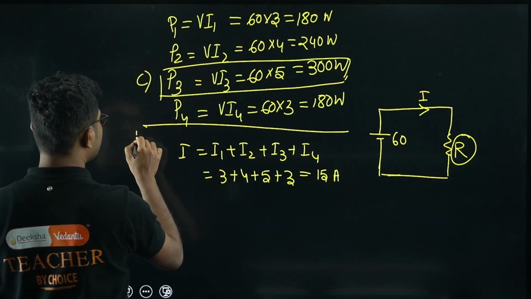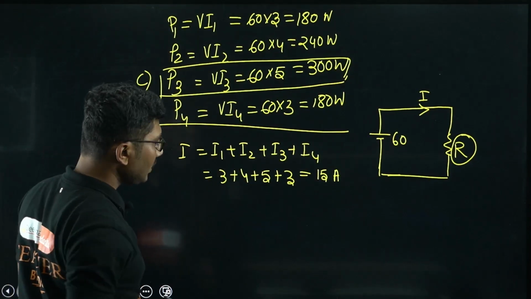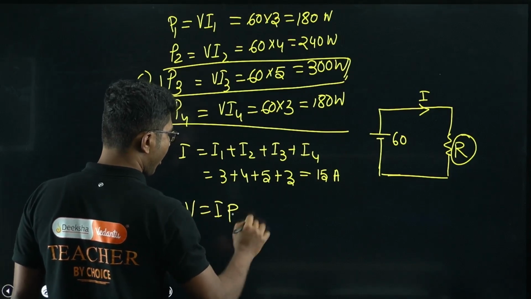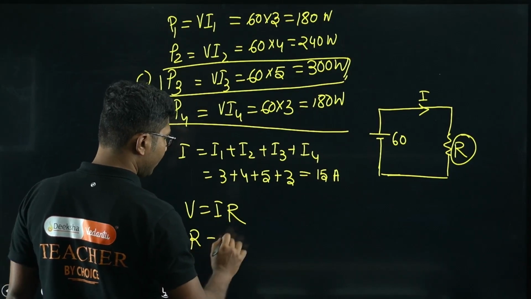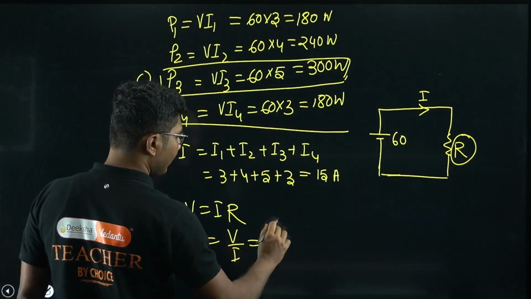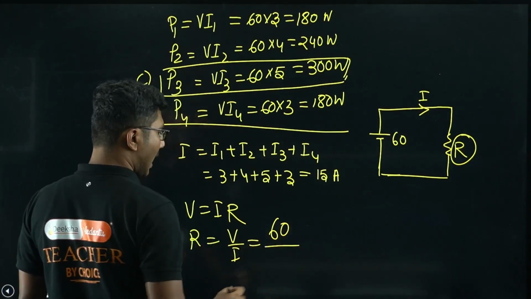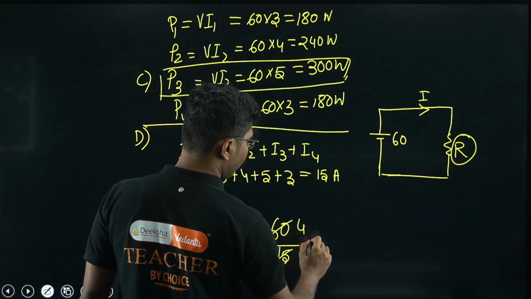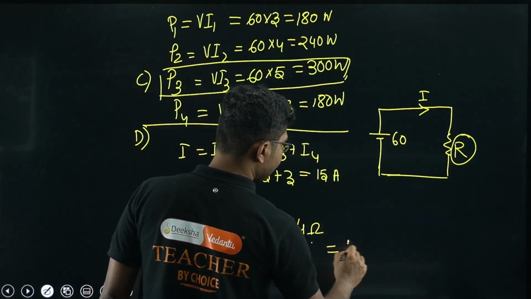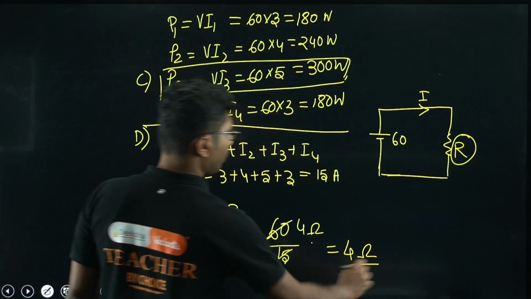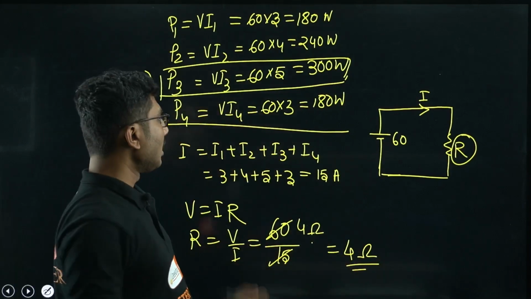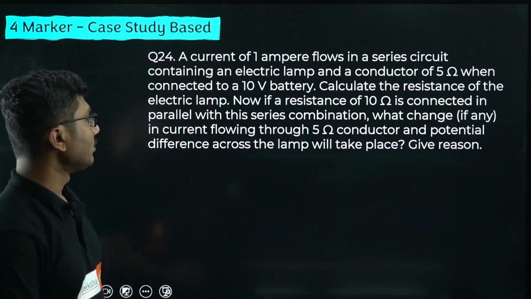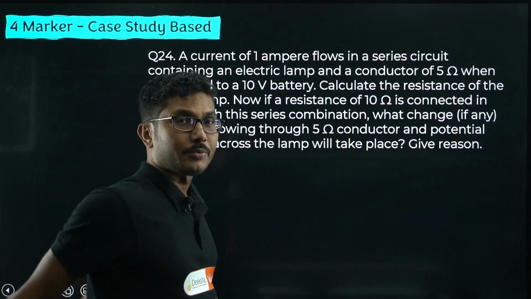Now this is the last part of the question. V is equal to IR, or R is equal to V by I. Now V is 60 here and I is 15 ampere, so it will be 4 ohm. So the equivalent resistance in this case is 4 ohm. Okay, simple, not super difficult. This is from one of your previous year questions. So I hope you enjoyed this.